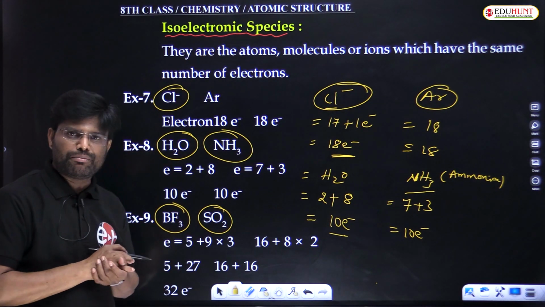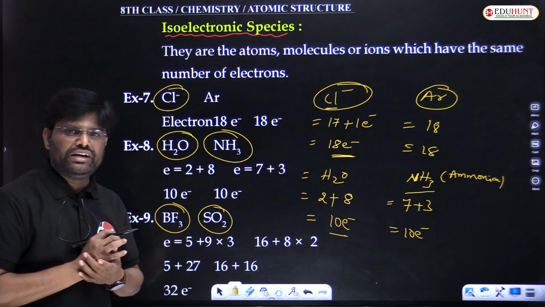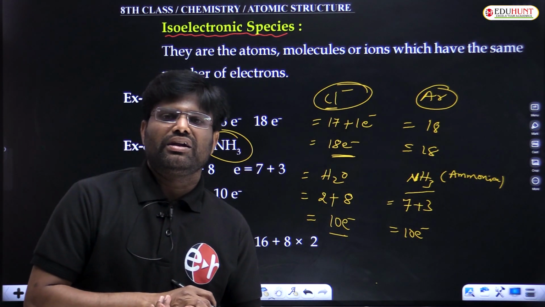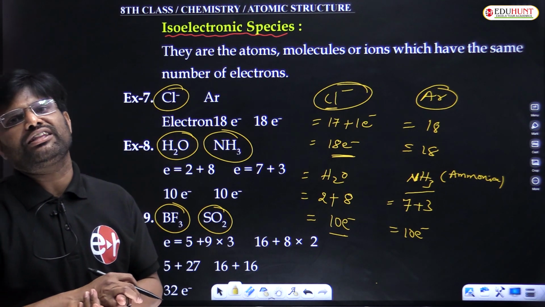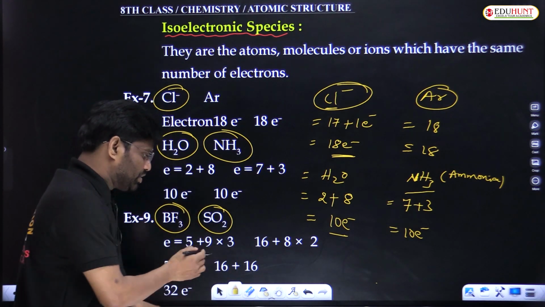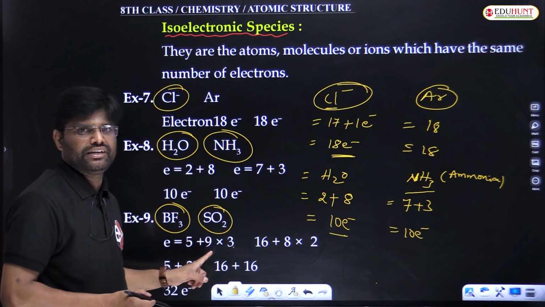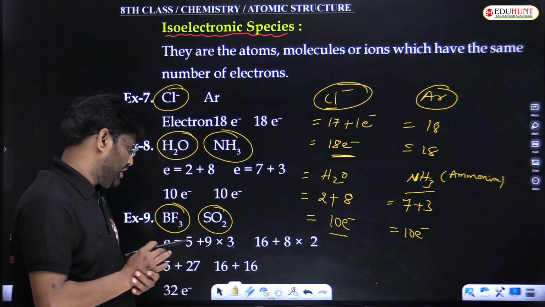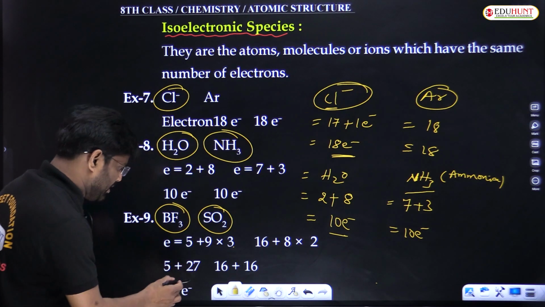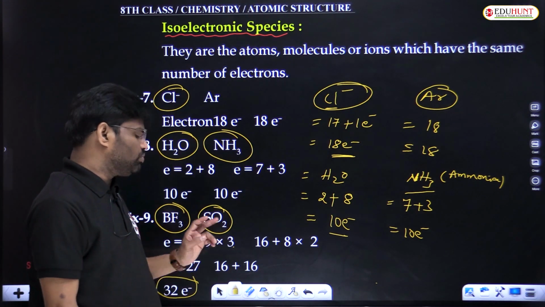See, boron atomic number 5, so you should write 5. Fluorine atomic number is 9. How many fluorines are there? 3 fluorines, 3 into 9. So you should write 3 first, don't write 9 first. So 5 plus 3 into 9, 5 plus 27. Total 32 electrons.